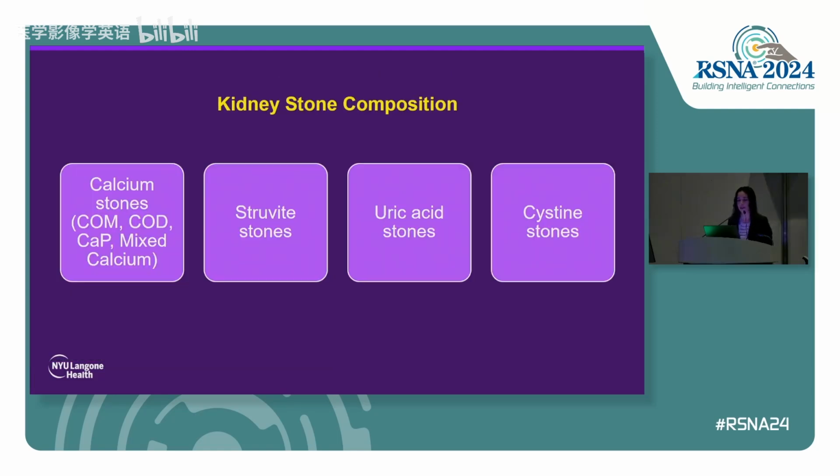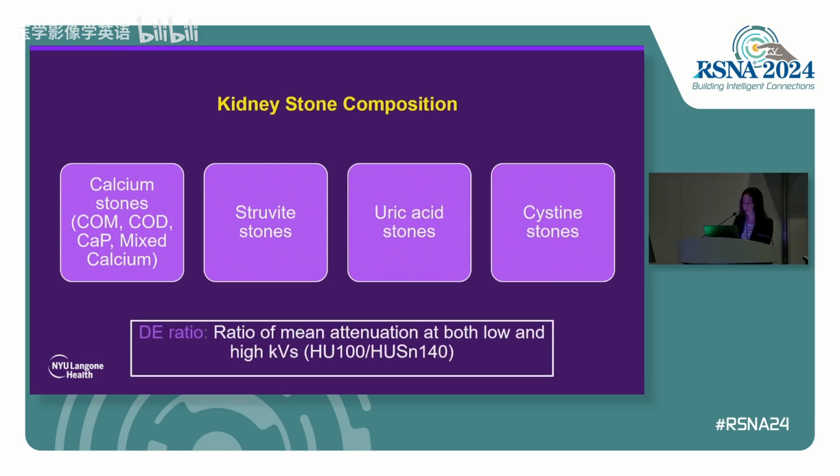Okay, so now an application of material decomposition would be determining the composition of kidney stones. So there's various types of kidney stones, including calcium stones, which are most common, and these are treated with shockwave lithotripsy, uric acid stones, which are treated with oral medical therapy, and maybe cysteine stones, which are actually pretty shockwave lithotripsy resistant. So using the dual energy ratio, which is the ratio of the attenuation at the low and the high kV, you can determine what the stone is made of.